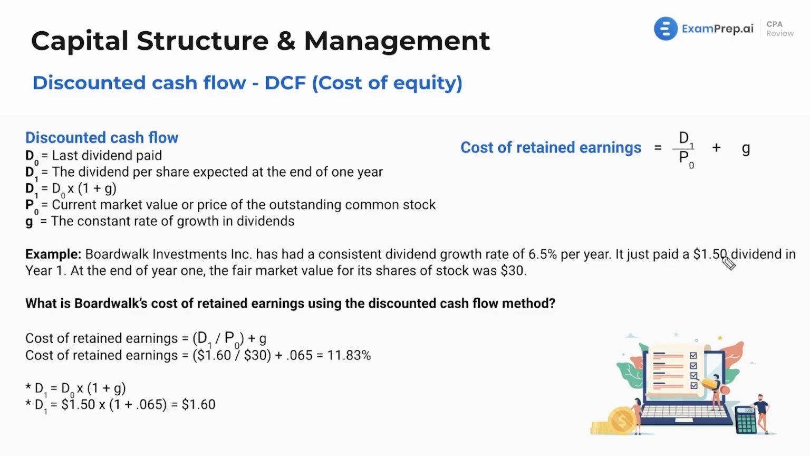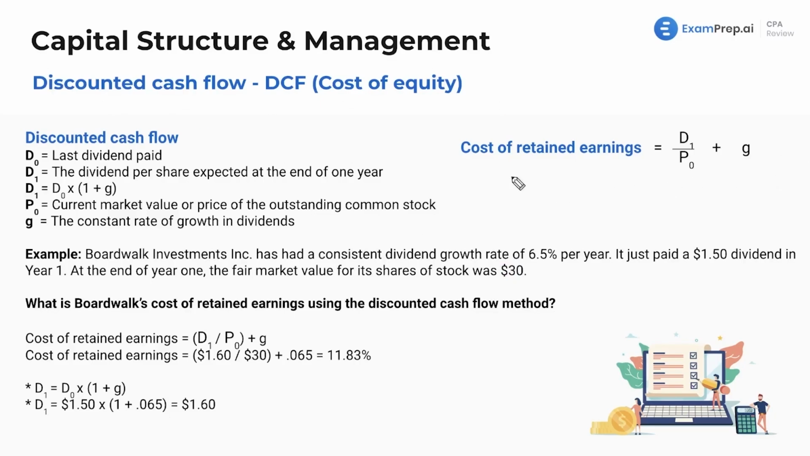So that's an annual dividend. At the end of year one, the fair market value of its shares of stock was $30. As mentioned, this is irrelevant. Cross it out. Great. What is the cost of retained earnings using the DCF, discounted cash flow method? Well, share price is not used to determine our dividend, but we need it for our discounted cash flow. So I crossed it off because we didn't need it to calculate dividend, but we will need it for the formula. Now, plug and chug.